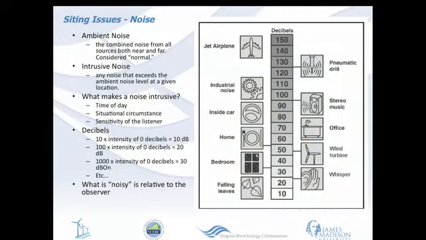Noise is another one you hear commonly about, and two factors you have to consider when you're thinking about noise in wind turbines are things called ambient noise and intrusive noise. Ambient noise describes the combined noise from all sources, both near and far, at a given location. And intrusive noise describes any noise that exceeds the level of ambient noise. So now you have the question of what makes the noise intrusive.